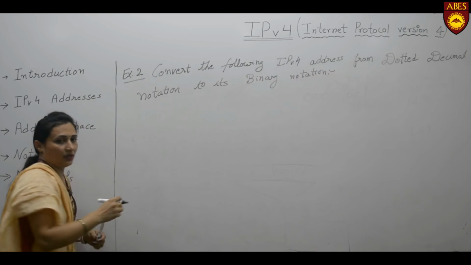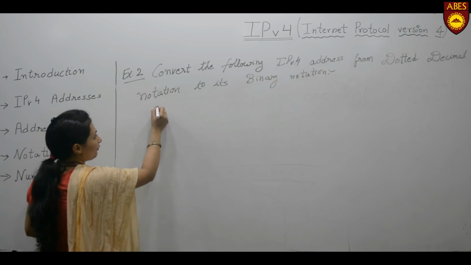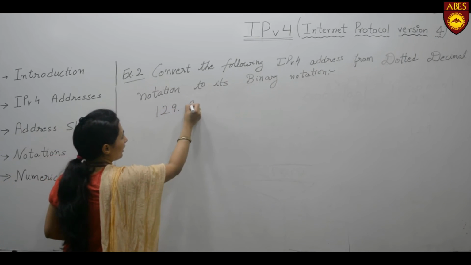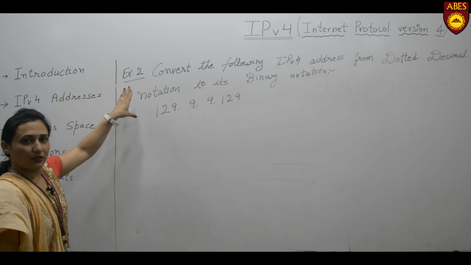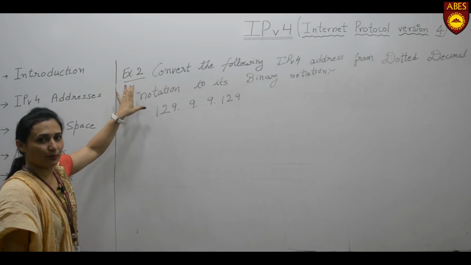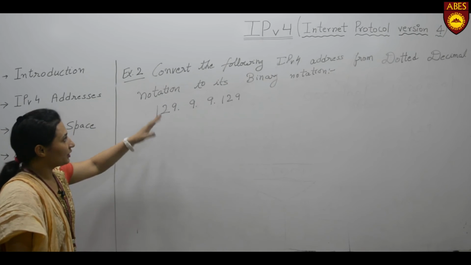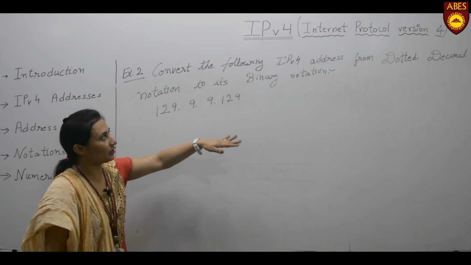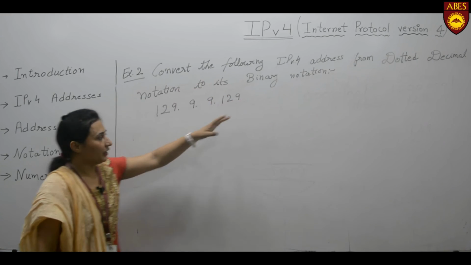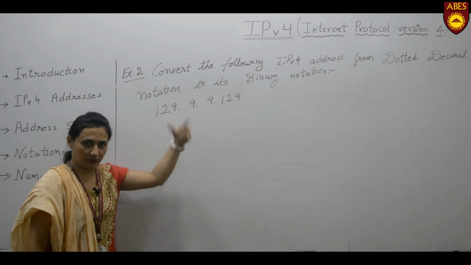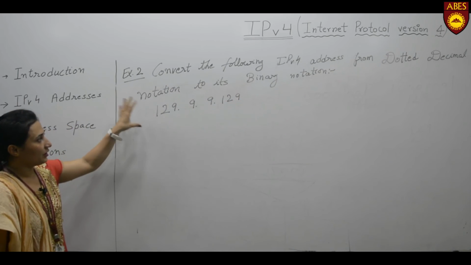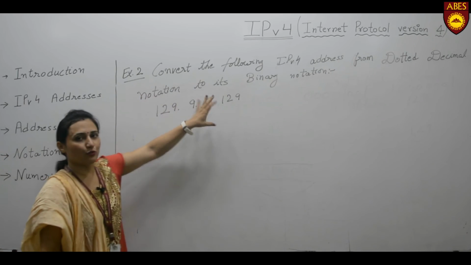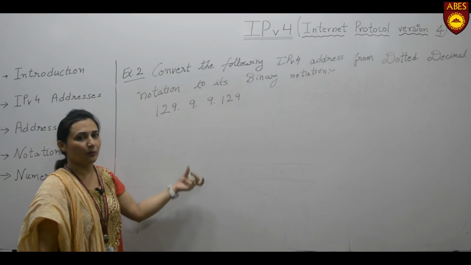Suppose we are taking the output of the first example, which was 129.9.9.129. So we are going to do the second example, that is the reverse of the first example. That is, we have a dotted decimal notation of an IPv4 address that is to be converted into the binary notation. Here we are taking the same example as we did previously, example 1. In that example the output comes out as this. So we have to convert this dotted decimal into the binary notation.